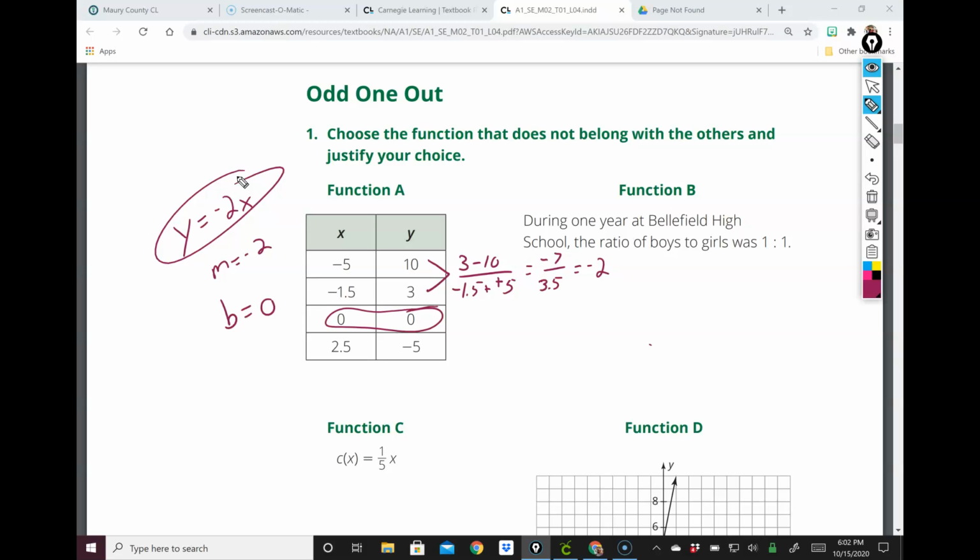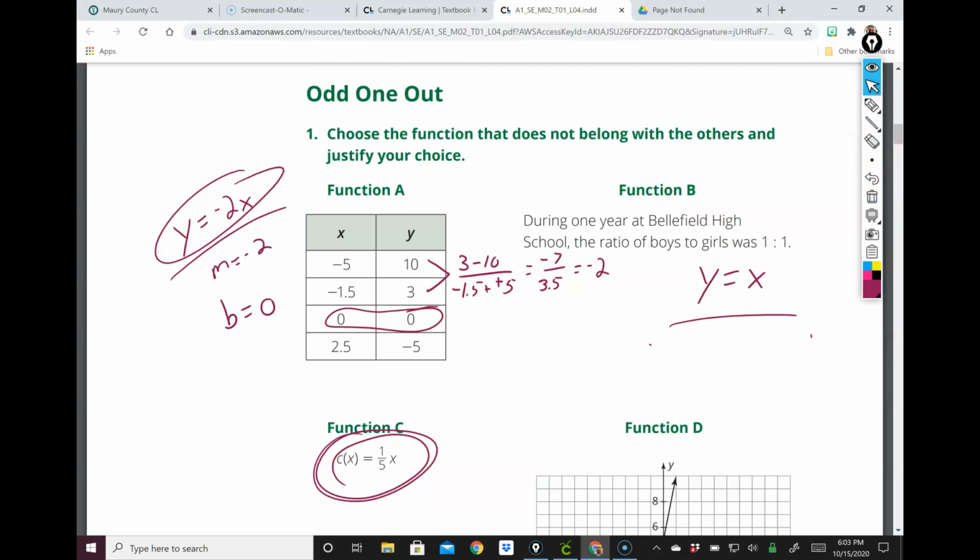Function B, it says that during 1 year at Belfield High School, the ratio of boys to girls is 1:1. So we could say that y equals x there. Of course, this has a positive slope. This has a negative slope. Function C, here we have a positive slope.